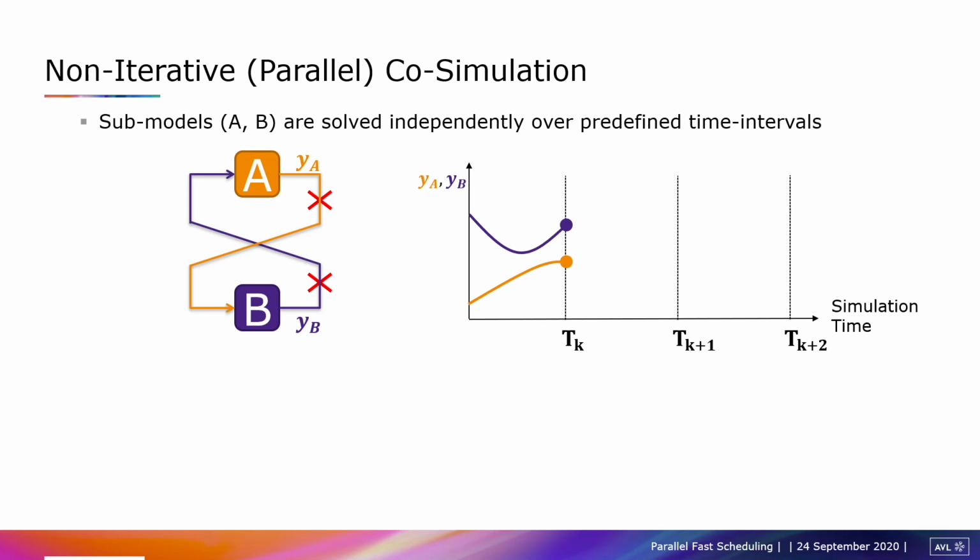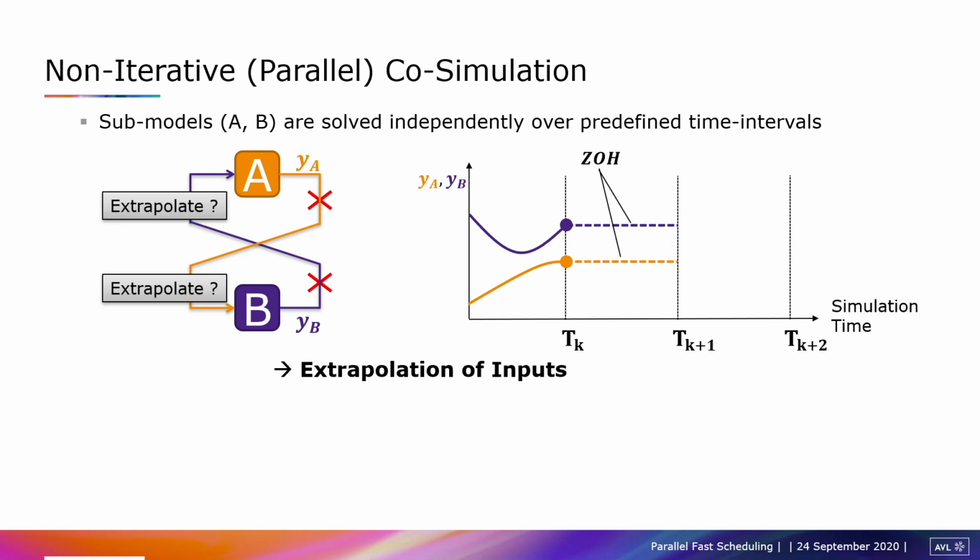To solve this, the inputs have to be estimated. This can be done by extrapolation of the inputs, for example, zero-order hold. That means the last known value is held constant for the next coupling step. If the inputs are extrapolated, the needed input information is available and the coupling step for both subsystems can be executed. The results can be exchanged. We can do our next coupling step. Again, extrapolation, execution, and data exchange.